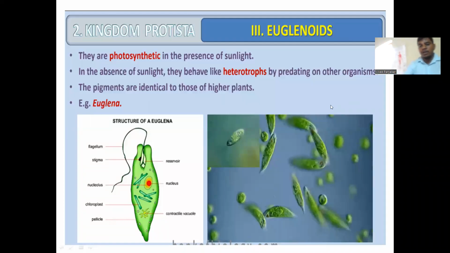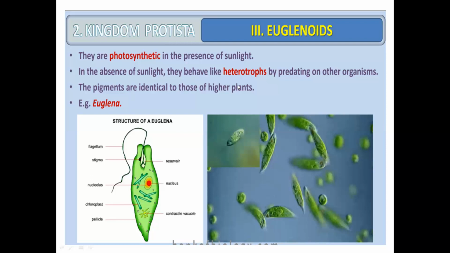Okay. So in last class, we had studied about euglenoids. We have already done this. These are photosynthetic, and in absence of sunlight, they are heterotrophic. Only if sunlight is present, they can produce their food. But in the absence of sunlight, they will depend on other organisms for food. The pigments are identical to the higher plants.